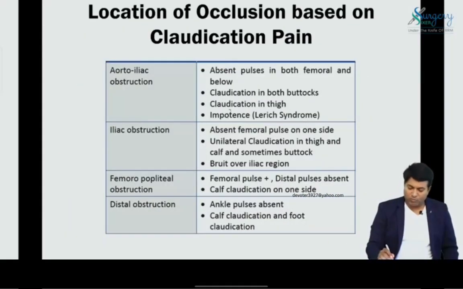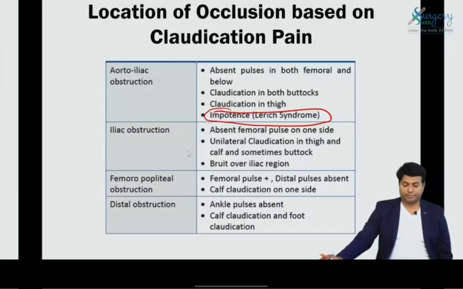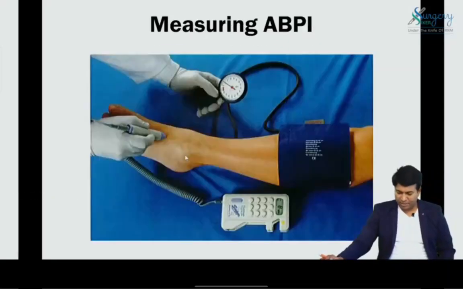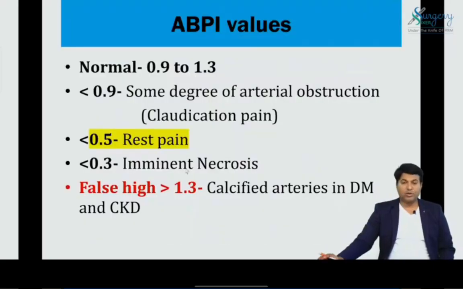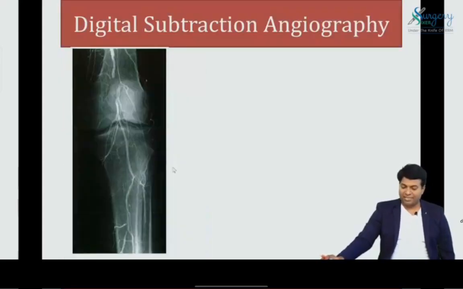Please don't forget Leriche syndrome is impotence with buttock claudication. So buttock claudication with impotence is a saddle embolus at the aortic bifurcation. This is how they measure the ankle brachial pressure index. If it is high, more than 1.3, think of calcified arteries in diabetes and CKD cases. Doppler is the first investigation, but we have to do angiography.